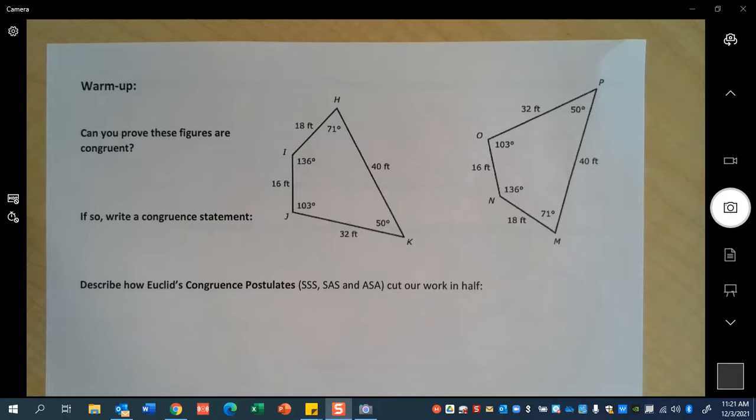All right, you have a warm-up. Good morning. I'm looking at two quadrilaterals. I want you to start on this side of the warm-up, please.